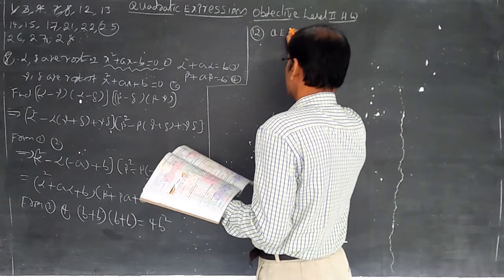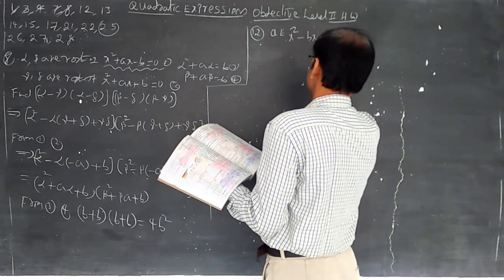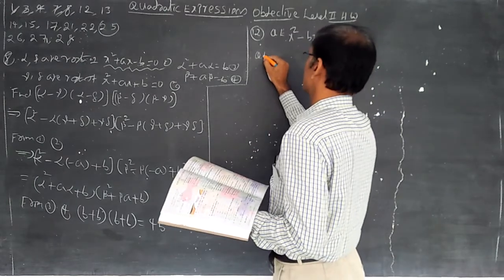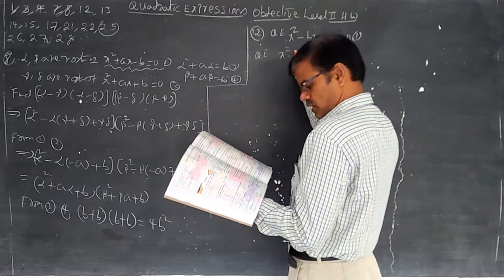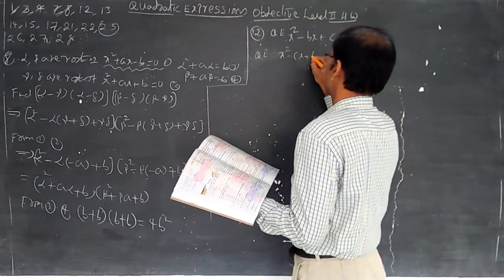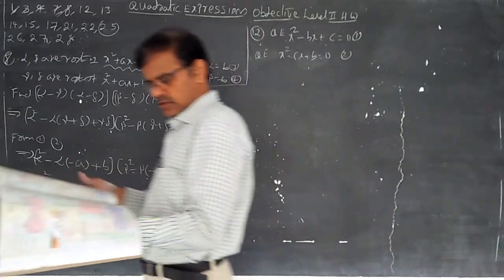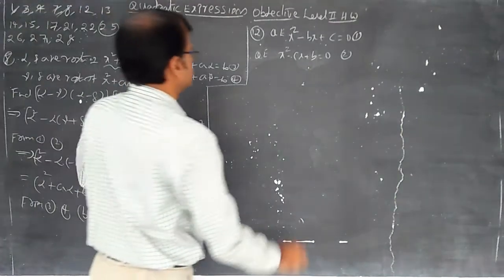QE1, I am writing. QE1: x square minus bx plus c is equal to 0. This is the first equation. Another QE, x square minus cx plus b is equal to 0. This is the second equation. Then you should calculate the value of b plus c.